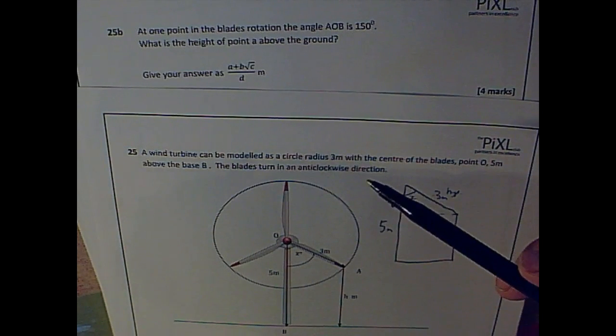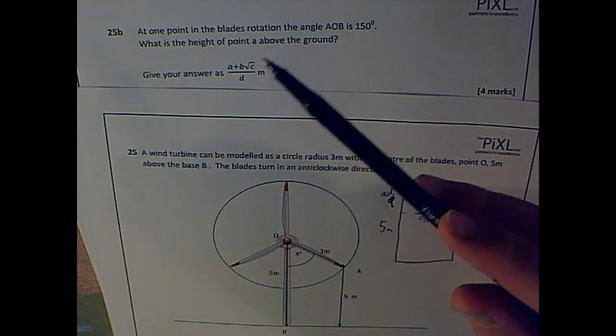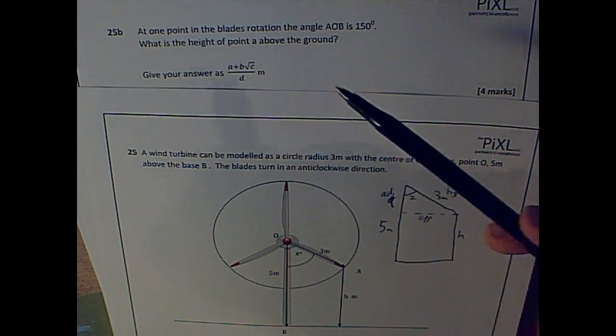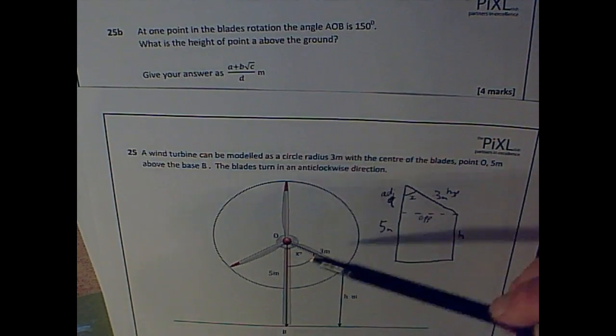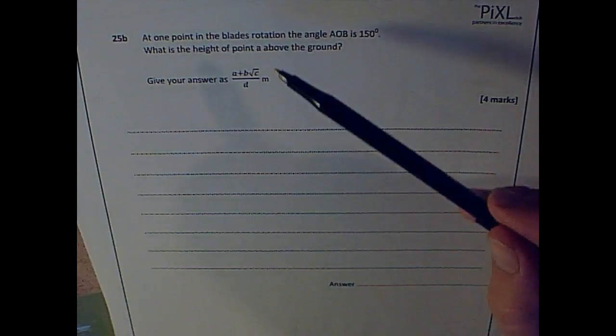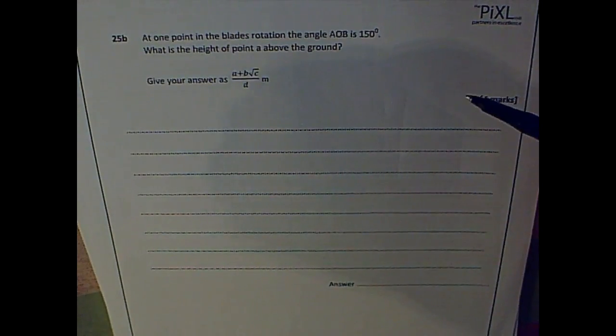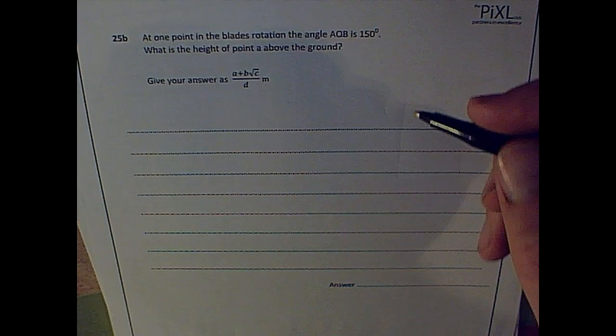Okay, and what is the height of point A above the ground? So when that's 150 degrees, what is my height above the ground? And give my answer in that form. So let's draw ourselves a new diagram for this situation.